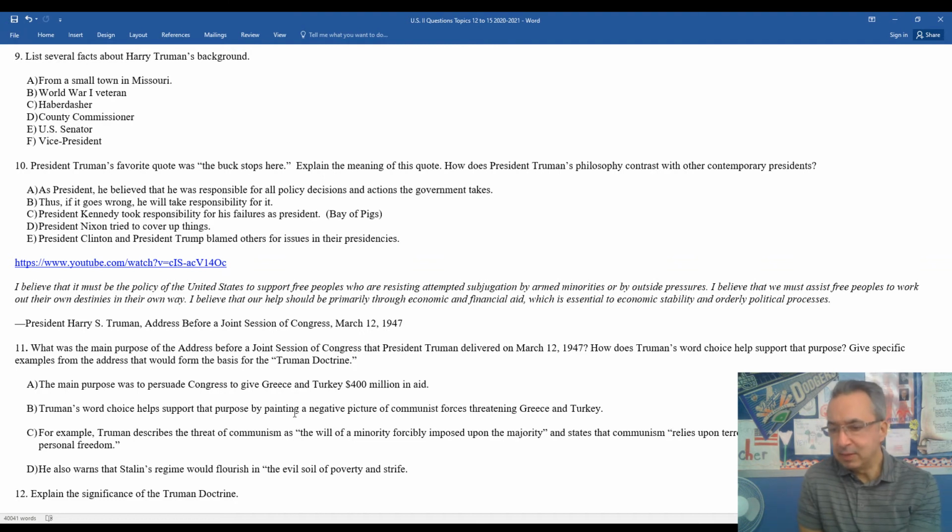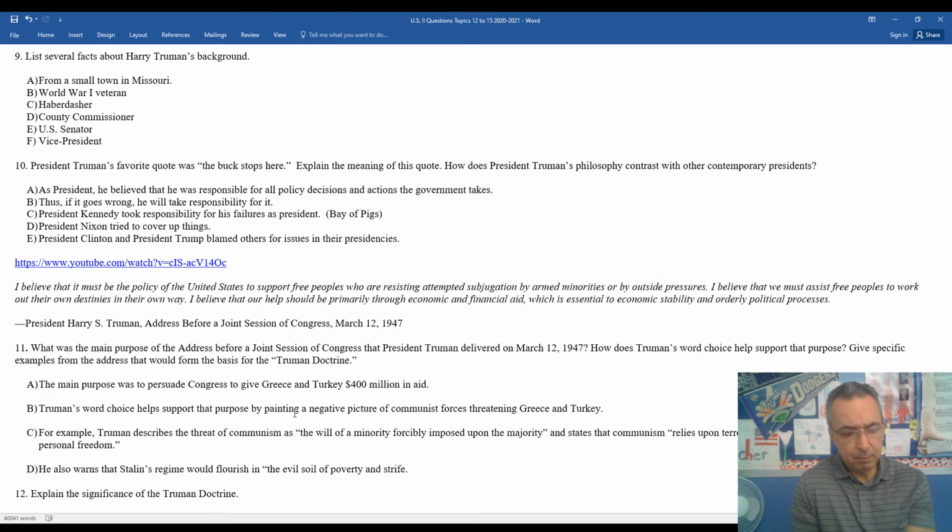"I believe that we must assist free peoples to work out their own destinies in their own way. I believe that our help should be primarily through economic and financial aid, which is essential to economic stability and orderly political processes." Harry S. Truman before a joint session of Congress in March of 1947.